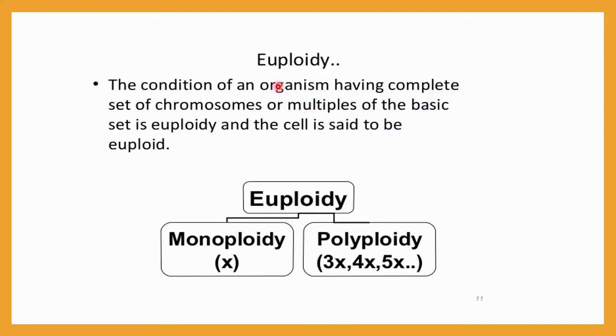So let me discuss euploidy first. It is the condition of an organism having a complete set of chromosomes or a multiple of the basic set, and the cell is said to be euploid. I already told you. Euploidy may be of two kinds: monoploidy or polyploidy. It may have only one set of chromosomes, or maybe 3 sets, 4 sets, or 5 sets. So n number of chromosomes may become 3n, 4n or 5n. Such a thing is called euploidy. Here all sets of chromosomes increase together.